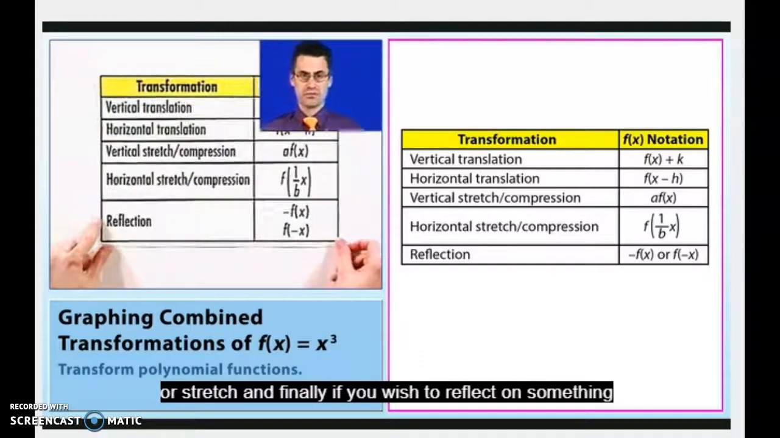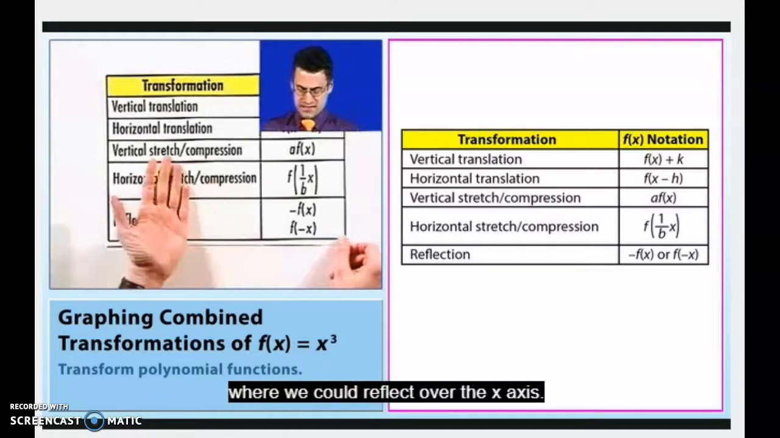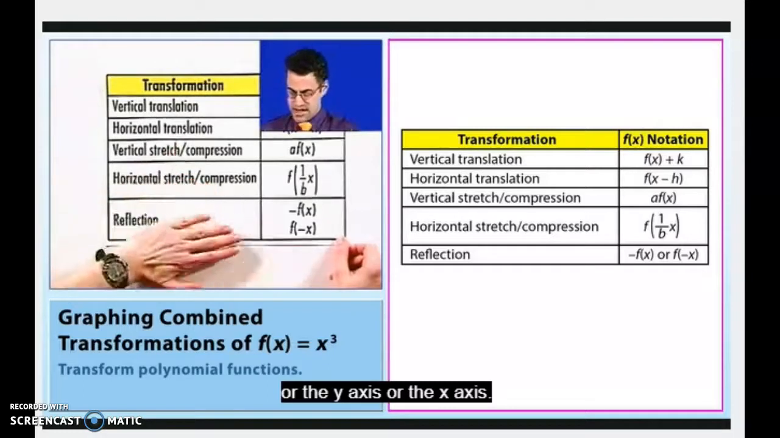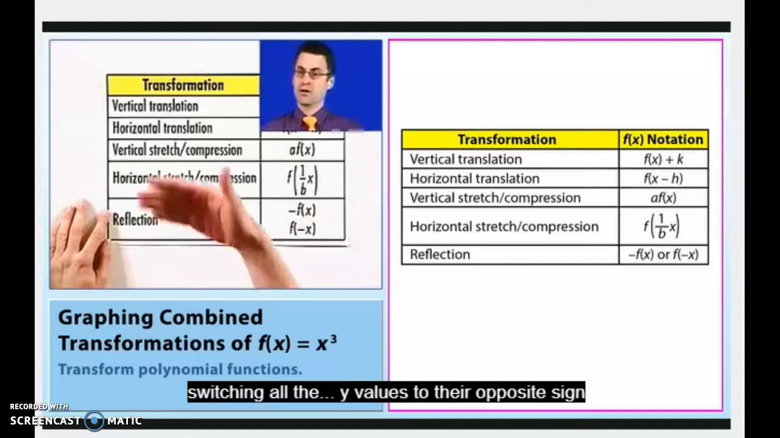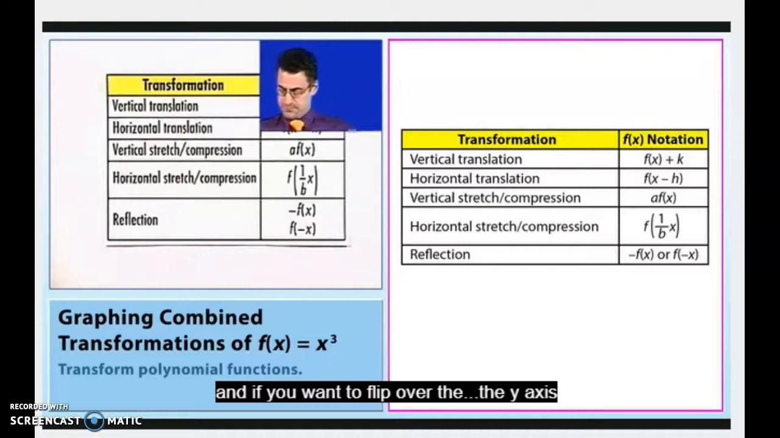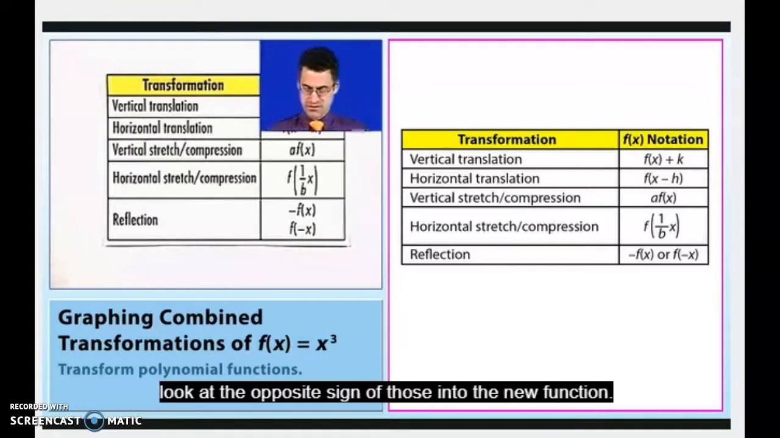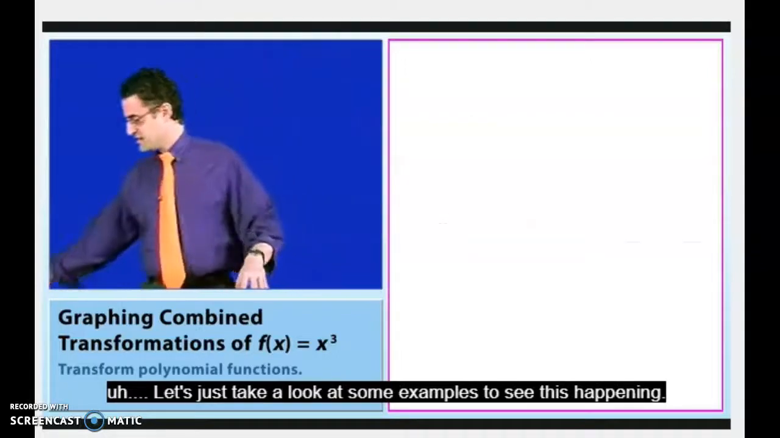And finally, if you wish to reflect something, we can reflect over the x-axis or the y-axis. If we want to reflect over the x-axis, we replace the function by negative f of x, switching all the y values to their opposite sign. And if you want to flip over the y-axis, then you take all the x's and you look at the opposite sign of those. Anyway, lots of information here. Let's take a look at some examples to see this happening.